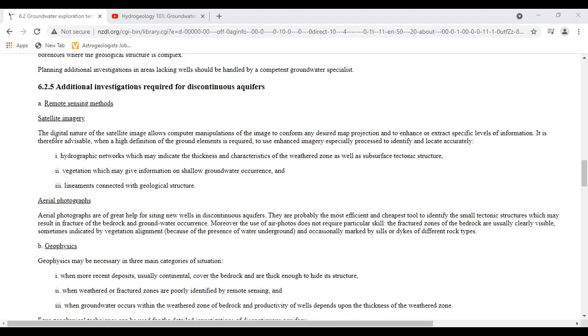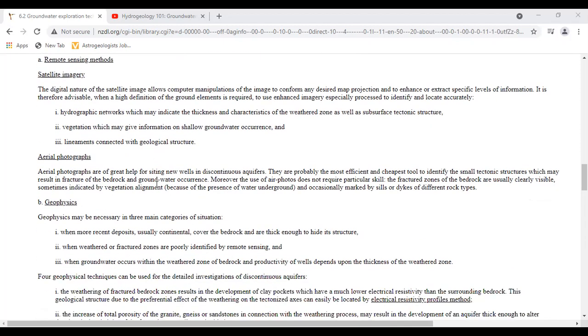So guys, here the hydrographic networks may indicate the thickness and characteristics of the weathered zone as well as subsurface tectonic structure. Vegetation, which here means we have to observe some forest or cropping fields, whatever it may be, belongs to the vegetation. Vegetation may give information on shallow groundwater occurrences and lineaments connected with the geological structure. So this belongs to the remote sensing methods, satellite imagery.